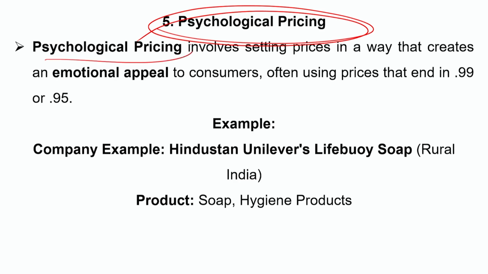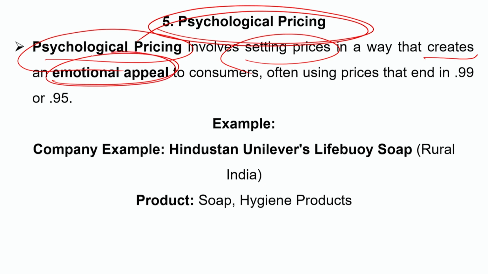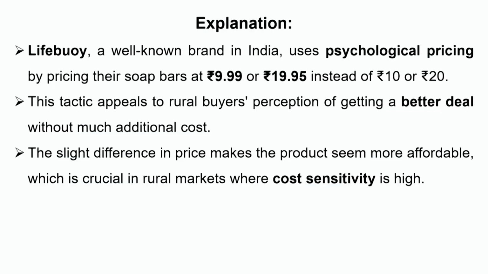So psychological pricing involves setting prices in a way that creates an emotional appeal to customers, often using prices that end in 99 and 95. You have seen this. Either you have bought clothes, it is 999 instead of 1000. What is the difference between 999 and 1000? Only a psychological difference, nothing else. This is also one strategy that is used by companies.